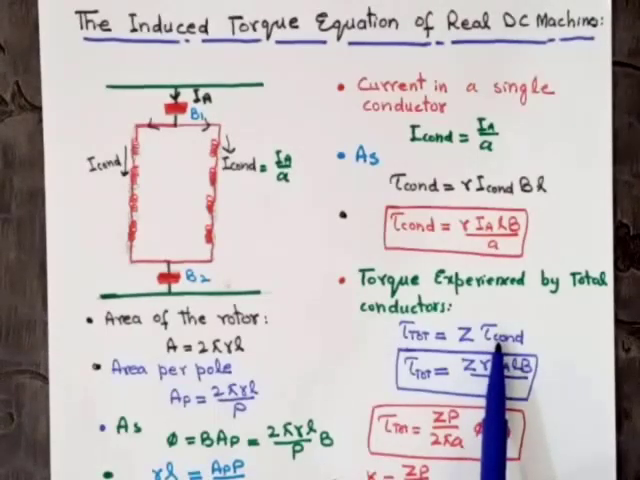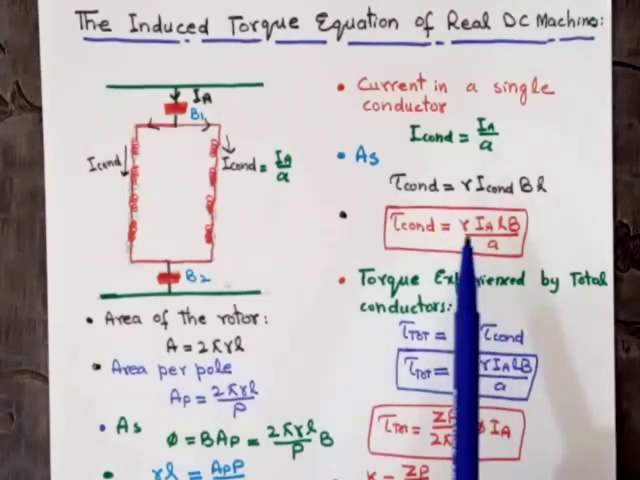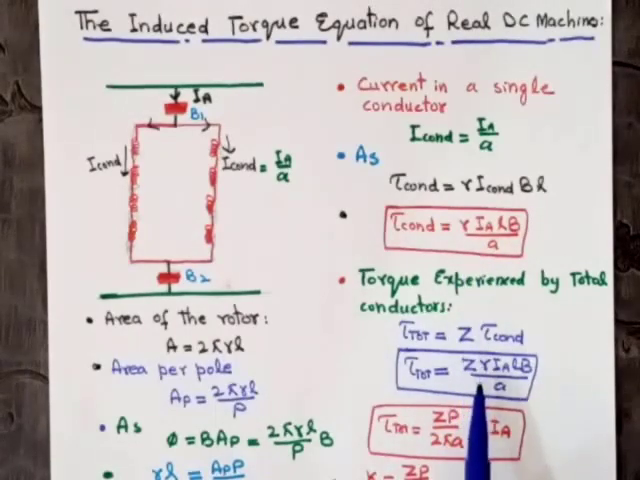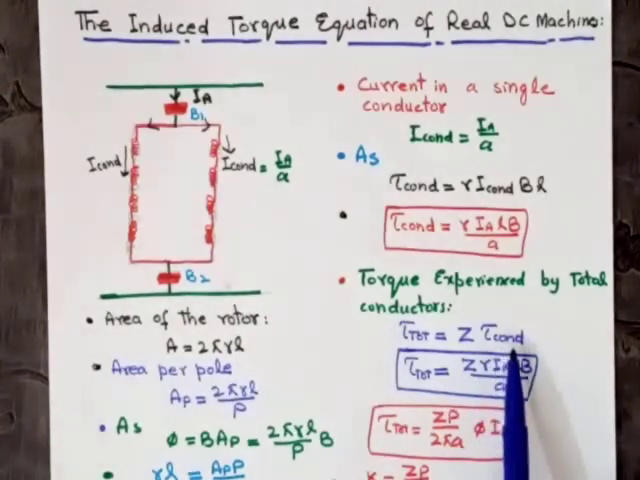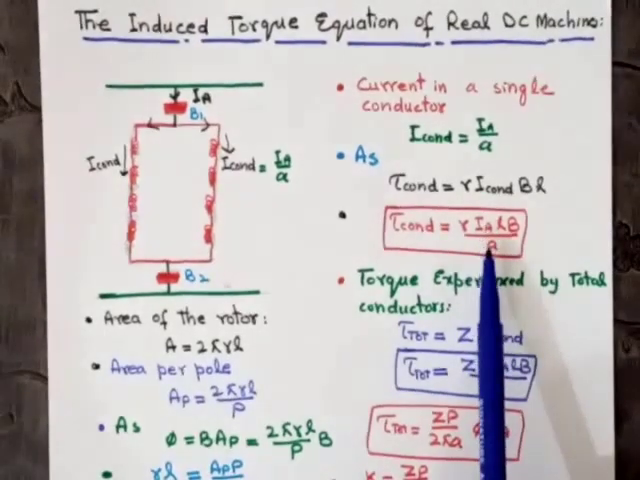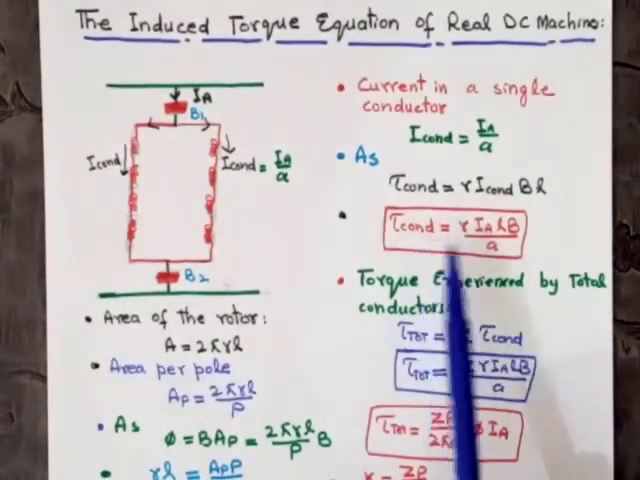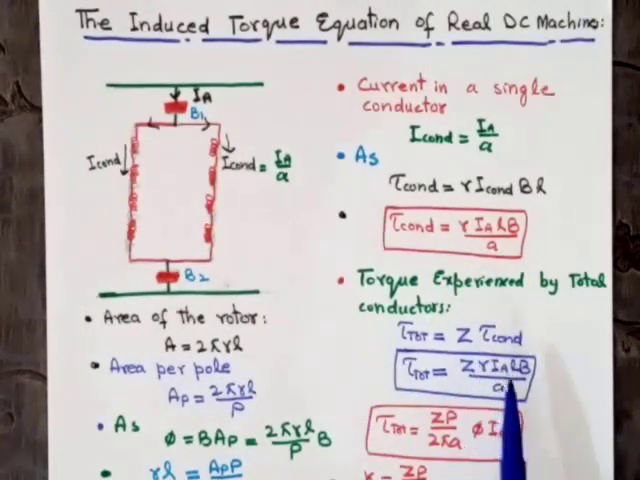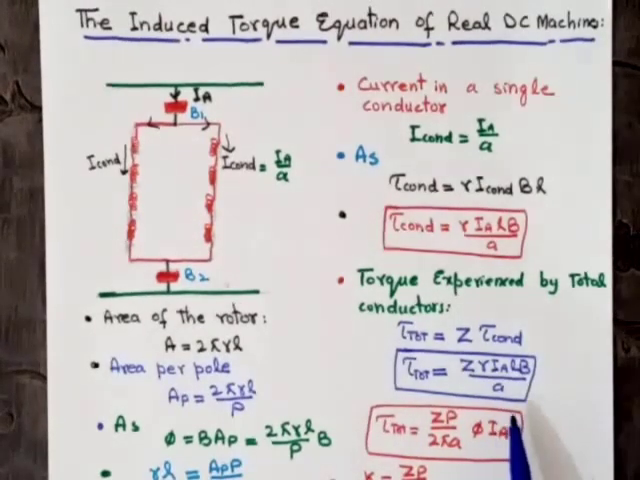Putting the value of torque across the single conductor in this equation, we get tau total is equal to ZRILB over A. As we know, the torque across the single conductor is equal to RILB over A. Putting that value in this equation, we get tau total is equal to ZRILB over A.